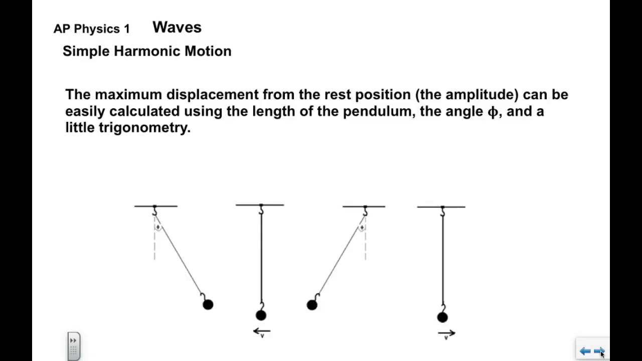This maximum displacement can be pretty easily calculated using the length of the pendulum, the angle phi that it makes with the vertical. That may be a little tough to see, but it's up in here, and a little bit of trigonometry.